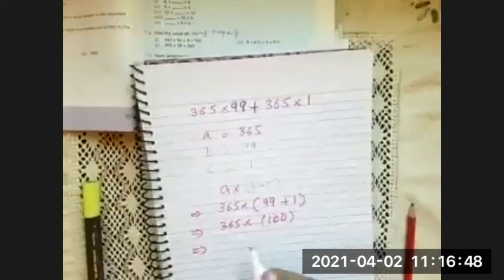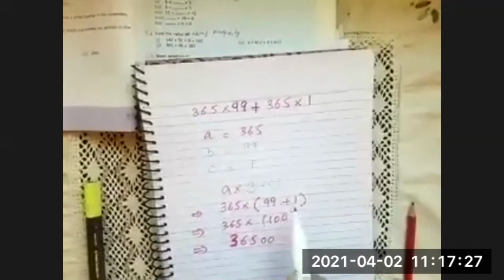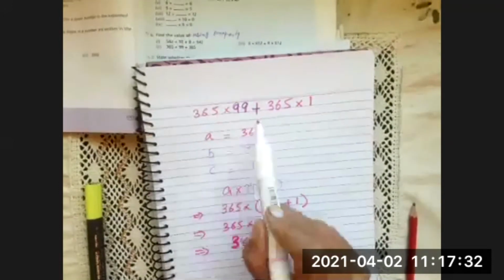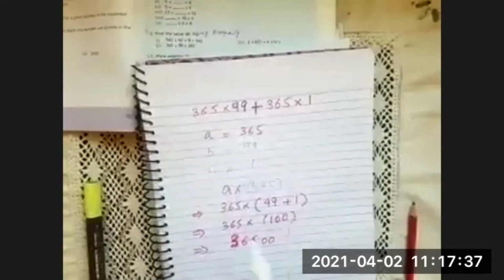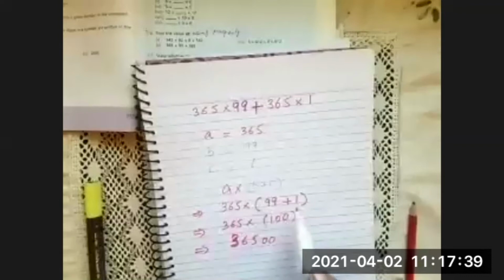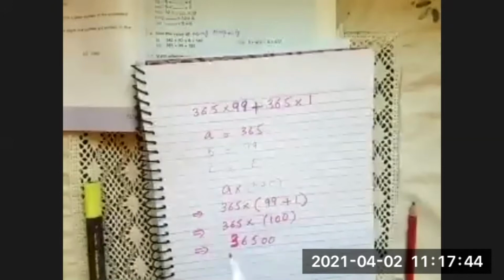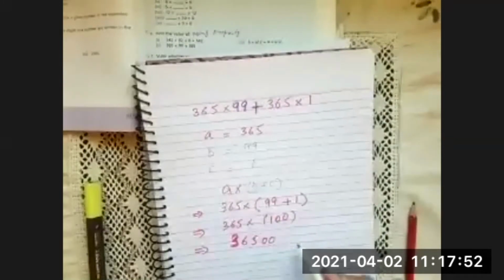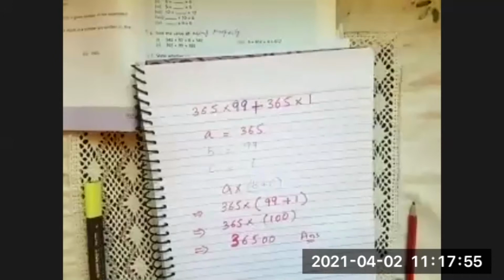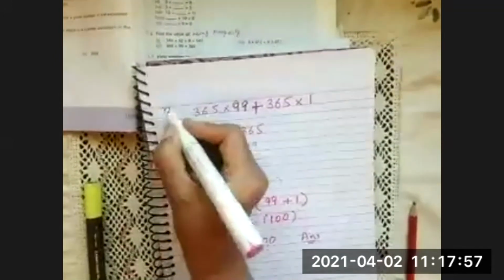So do the multiplication. By putting the values 365 into 99 plus 1, 1 is C, 99 is B, and 365, which is on both sides of addition, that is your A. So 365 into 99 plus 1, 99 plus 1 in the bracket, solve it first. 99 plus 1 is 100. 365 into 100 gives you 36,500 as your answer. This is the second part of your question.